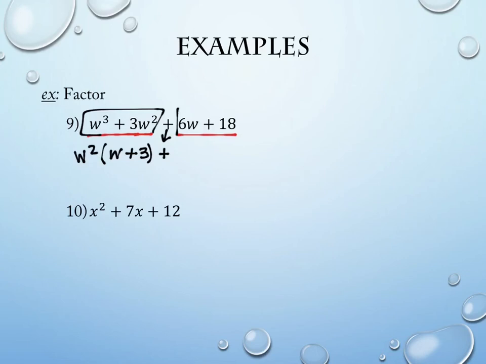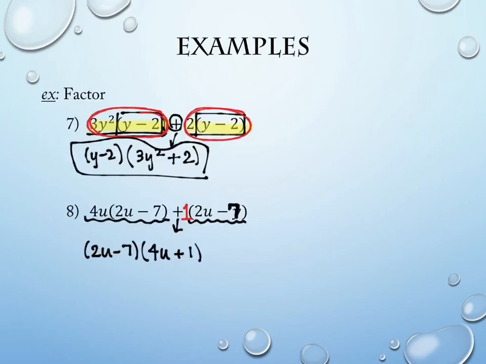And we repeat the process with the second set of 2 terms, 6w and 18. What do they have in common? A 6, right. And if I take out a 6, what will remain? W plus 3. Now, pause for a second. I want you to realize we are now at the same position that 7 and 8 were at when we started, right? So these examples 9 and 10 are really just one additional step from what we already did.